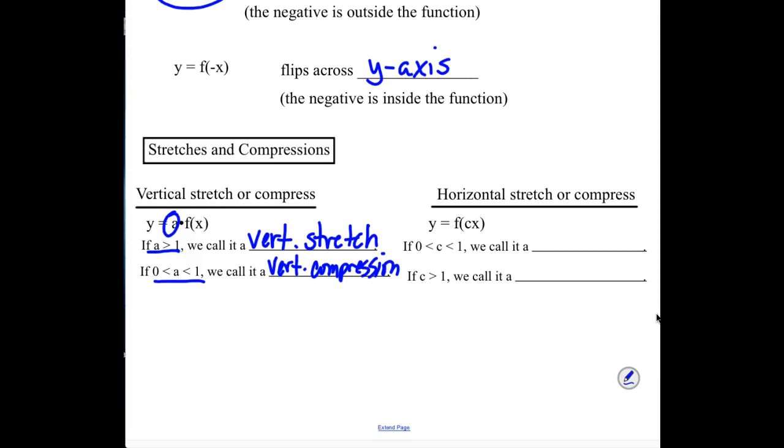Then the last piece here is this horizontal. Now the number we're looking at is inside the parentheses, but right in front of the x. So it's different from our h value that's also inside parentheses. This one is right in front of the x. And anything inside the parentheses moves the opposite of what you think it should move. So just like our left and right movement was kind of opposite of what it looked like it should do, same thing with c. If c is between 0 and 1, it's going to cause a horizontal stretch. So the smaller the number, the bigger we move horizontally. We're pulling it horizontally. If c is bigger than 1, we have a horizontal compression.